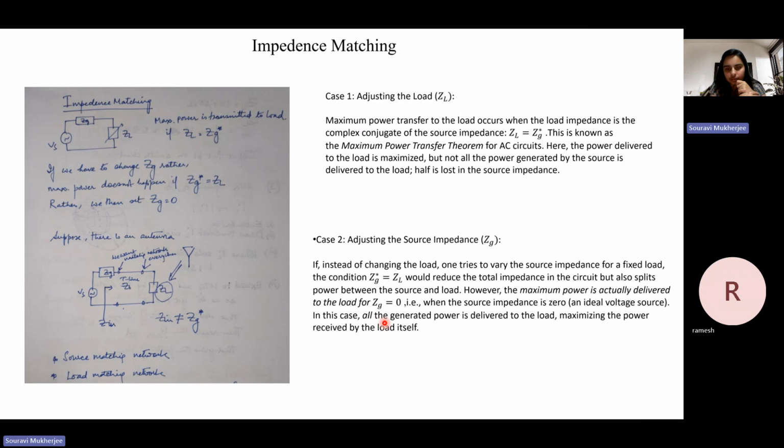Now, as we discussed, one of the major applications of Smith charts is to design impedance matched circuits.